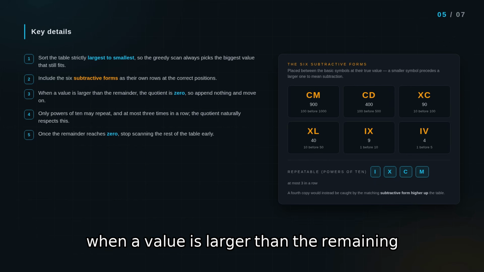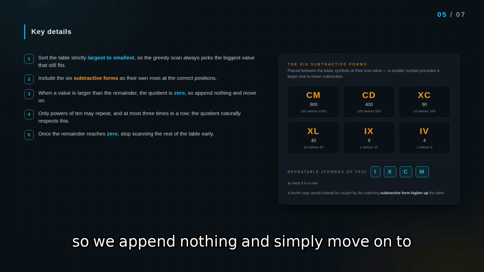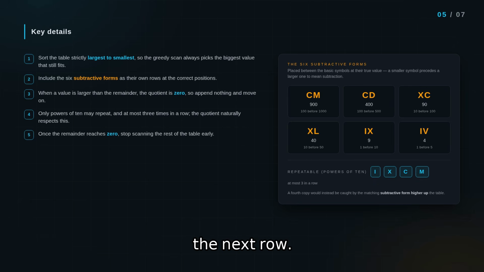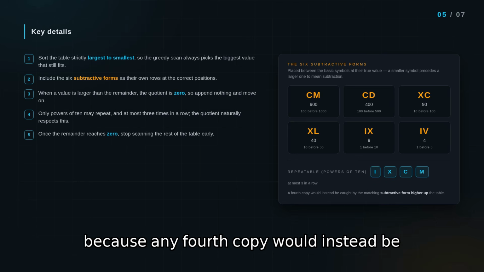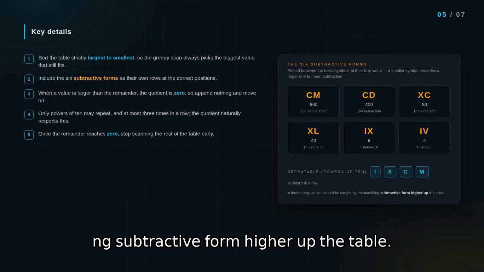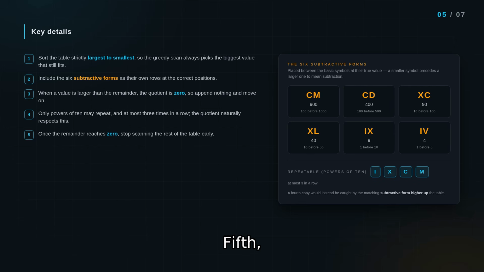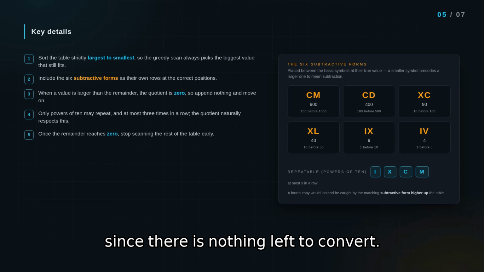Third, when a value is larger than the remaining number, the quotient is 0. So we append nothing and simply move on to the next row. Fourth, only the powers of 10, namely I, X, C, and M, may be repeated, and at most 3 times in a row, which the quotient naturally respects because any 4th copy would instead be caught by the matching subtractive form higher up the table. Fifth, once the remaining number reaches 0, we stop scanning early since there is nothing left to convert.